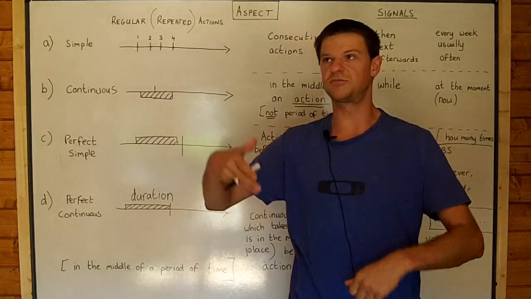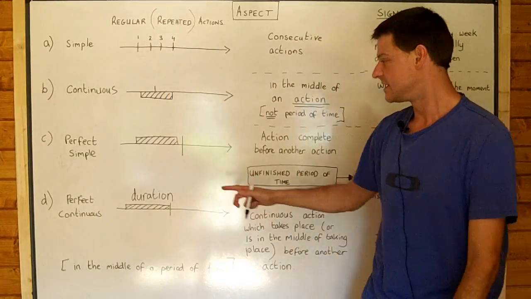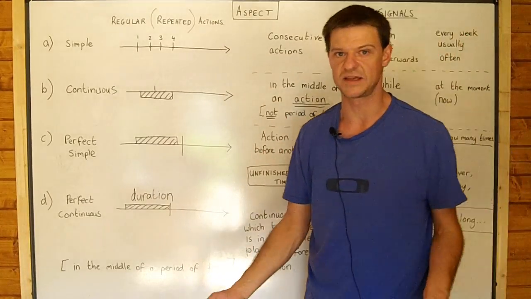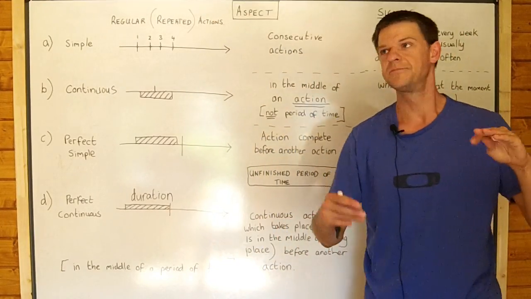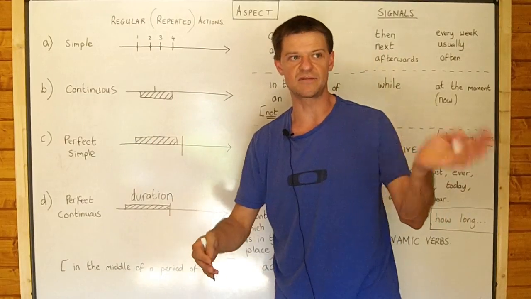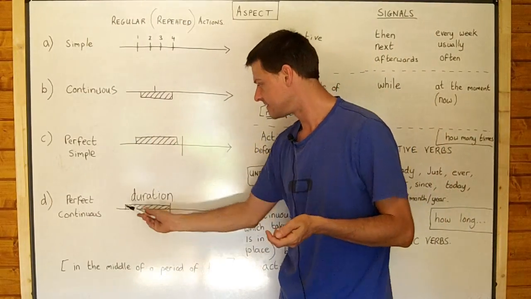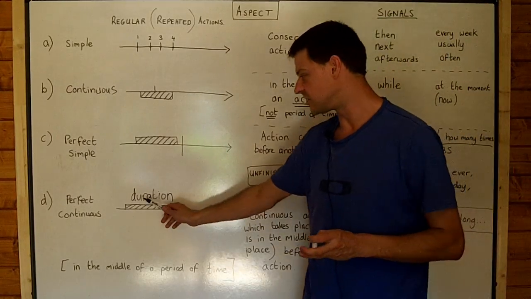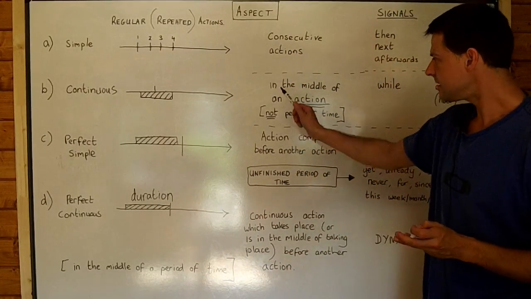I was reading the newspaper when my friend called me. This is in the middle of a duration. I have been learning English for 5 years, or he told me he had been living in San Francisco for 3 years. That would be for 3 years, a duration. So the perfect continuous is always about duration.